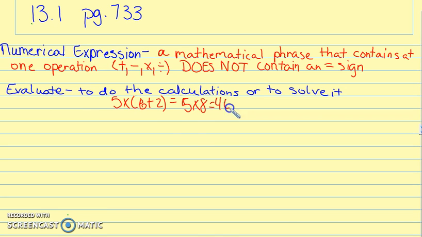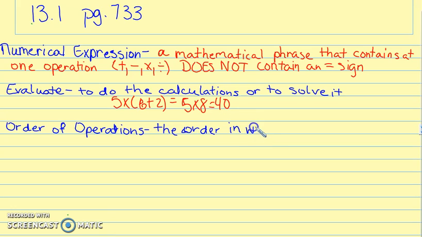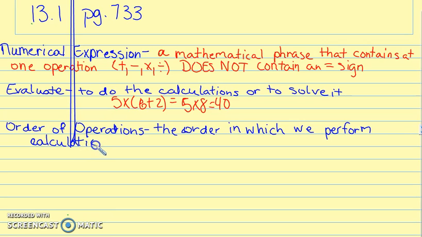8 equals 40. Okay, another vocabulary term that we have is order of operations, that's an F, not a P. And that is actually the order in which we perform calculations. And I told you it was going to do its own thing occasionally.